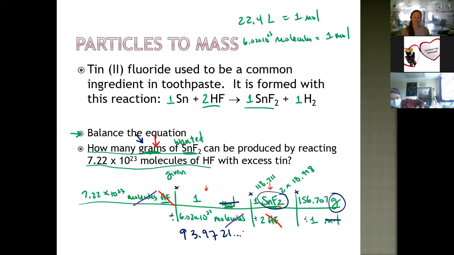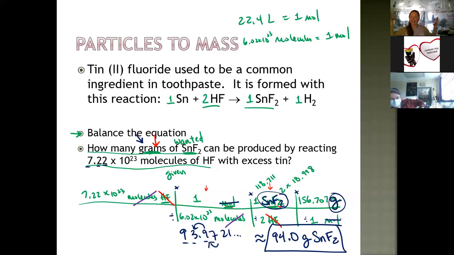How many sig figs should we keep? 3. 1, 2, 3. That 7 is going to turn that 9 into a 0, which is going to turn that 3 into a 4. There's our 1, 2, 3 sig figs. Label grams of tin(II) fluoride. Voila!